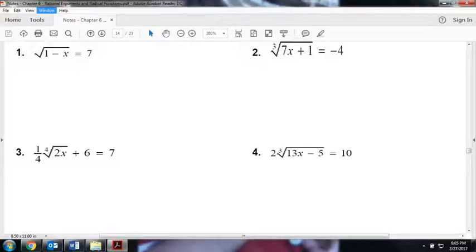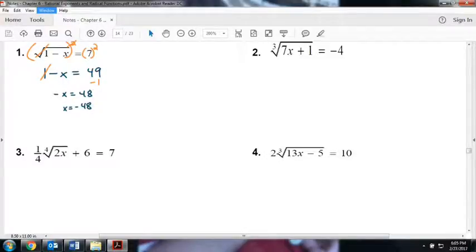Number one, I have nothing going on in the front or the back, so I'm just going to go ahead and square both sides. When I square it, the square and the square root cancel each other out, and we're left with 1 minus x equals 49. Subtract the 1. Negative x equals 48. Flip your signs. x equals negative 48.